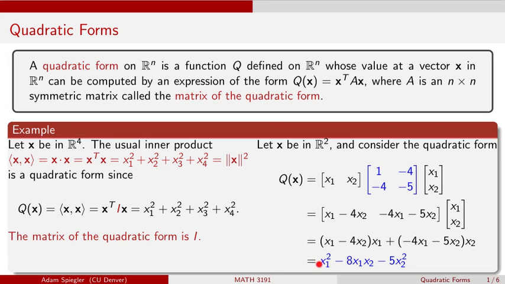And so notice here the coefficient in front of the x1 squared term is the first entry on the main diagonal. The coefficient in front of the x2 squared term, the minus 5, is the second entry on the main diagonal. And then for the minus 8, we split that in half, and this gives us the symmetric off-diagonal entries of minus 4 and minus 4. So in the next video, we'll go through a number of examples where we're given a formula and we want to figure out what the matrix for that quadratic form is.